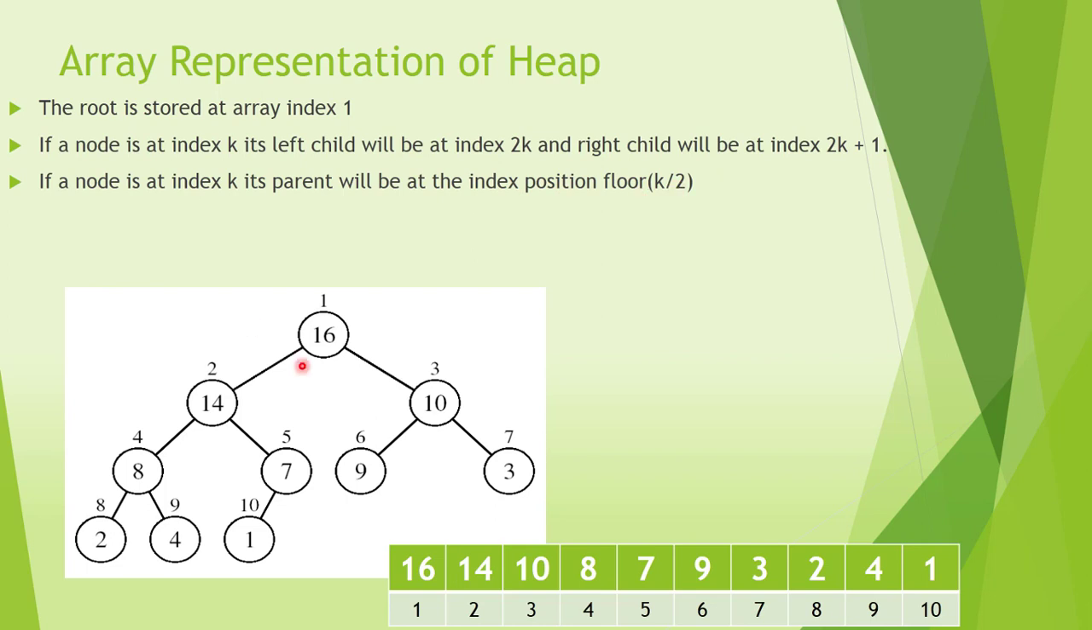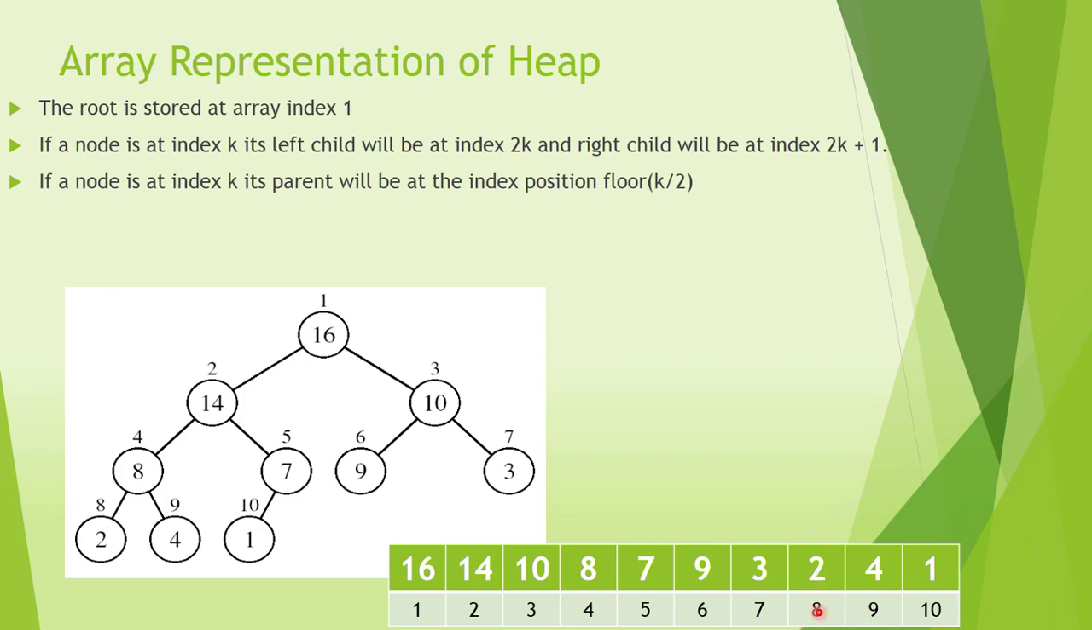So here in this example the root is 16, so it will be stored in the first index position. Left child of root will be stored in index position 2. Right child of root will be stored in index position 3. Similarly for any index k, its left child will be at 2k. For example, here 8 is stored at index position 4. Its left child is 2 and it will be stored in 8.